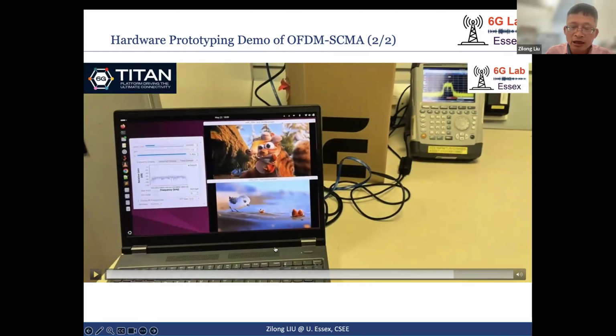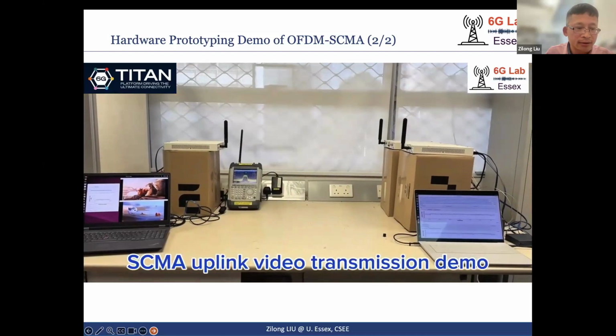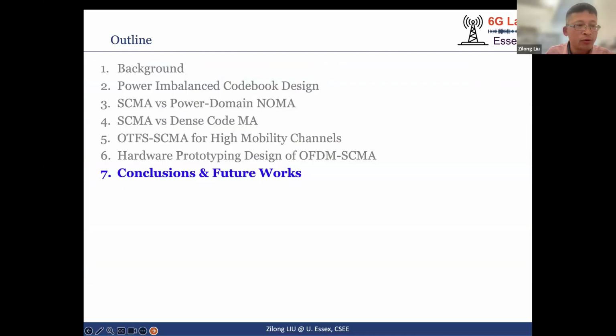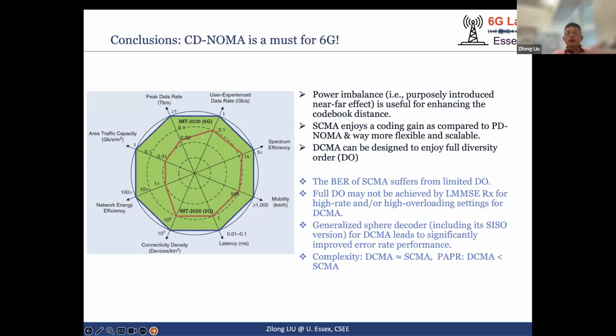All right, so now I think I will move to the final. Okay, now let me move to the conclusion and the future work. So in conclusion, I have argued that we believe that code-domain NOMA is a must for 6G, because in 5G we don't see any NOMA scheme incorporated into the 5G standard. And in this talk, I have introduced to you the code-domain NOMA codebook design.